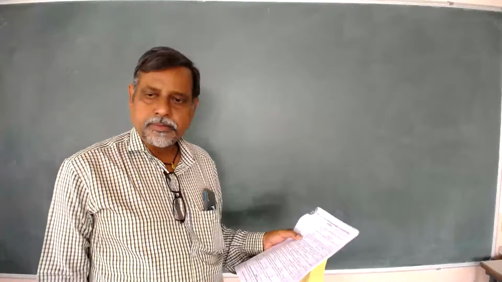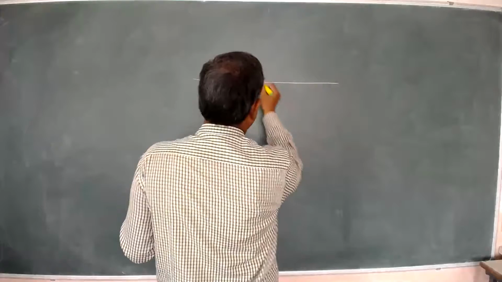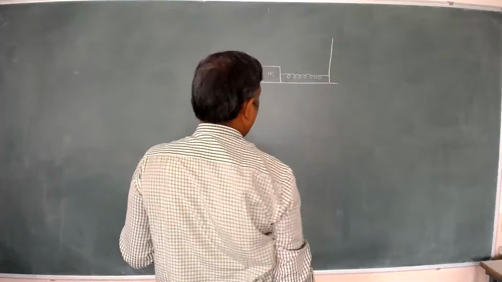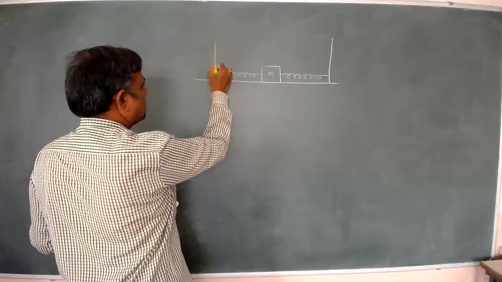Look at this. The given situation is like this. There is a particle, let this be the particle of mass M. Here there is one spring like this, and this is attached to a wall. And there is one more spring over here, and this is also attached to the wall.